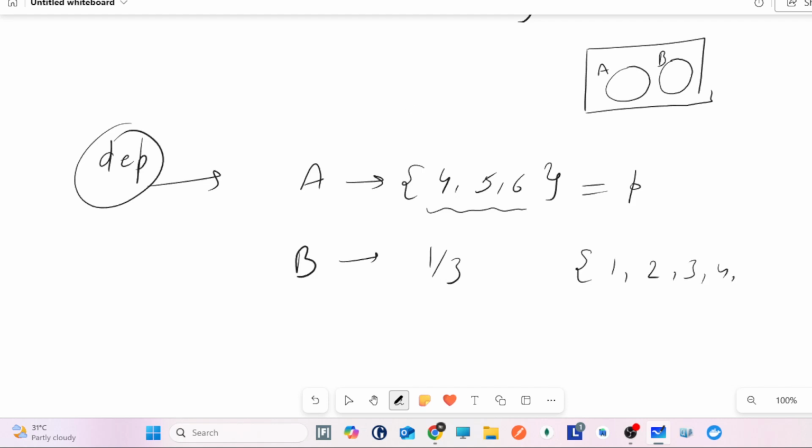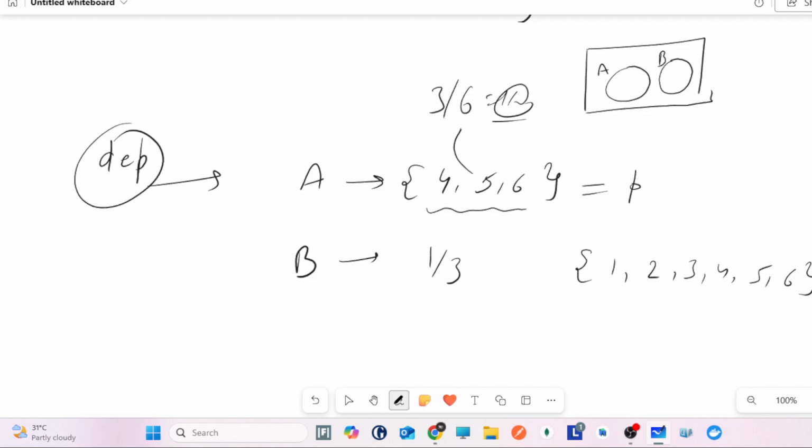3, 4, 5, and 6. So those are the possible values, like when you roll a dice, right? So what is the probability that a value greater than 3 occurs? So what is the sample space? 4, 5, and 6. What is the number of outcomes? 3. What is the total number of outcomes? 6. The probability is going to be 1 by 2, right?